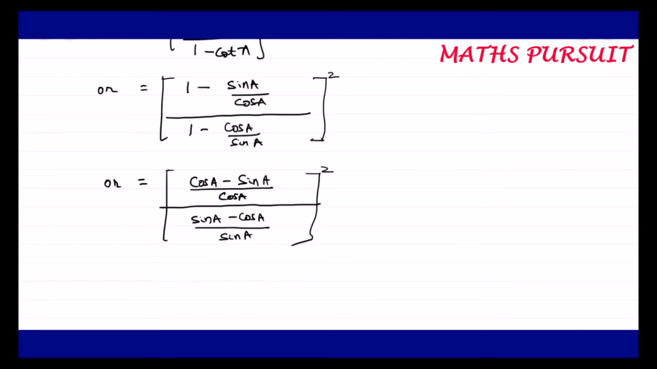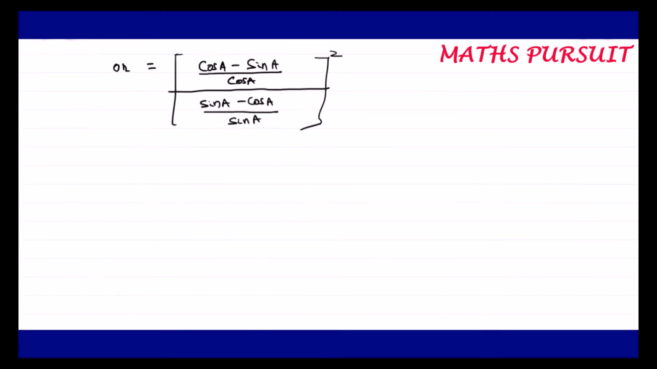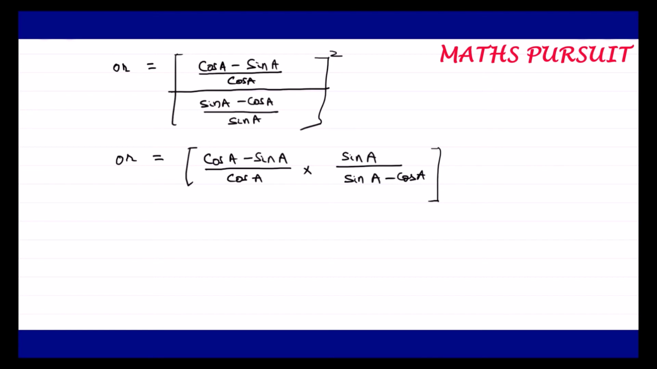Now, let us see what we are going to do in the next step. Or that is equal to, I can write cos A minus sin A by cos A into sin A upon sin A minus cos A. I just multiplied by the denominator. I tried to move the denominator to the upper side, so for that reason I just multiplied the equation by the denominator, just reversing it. Hope, guys, that we very well understand what we are doing here.